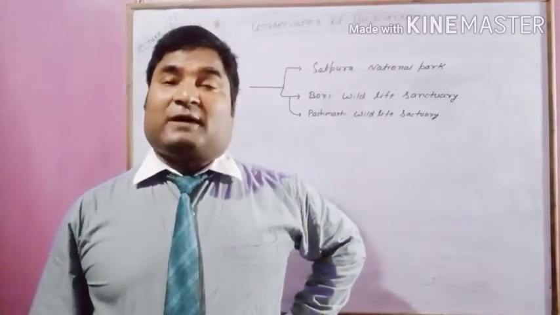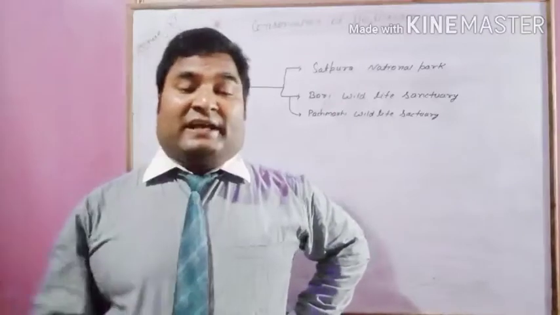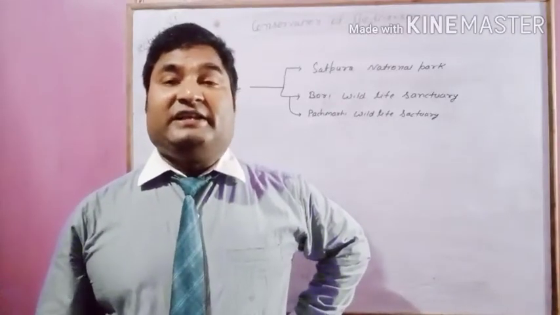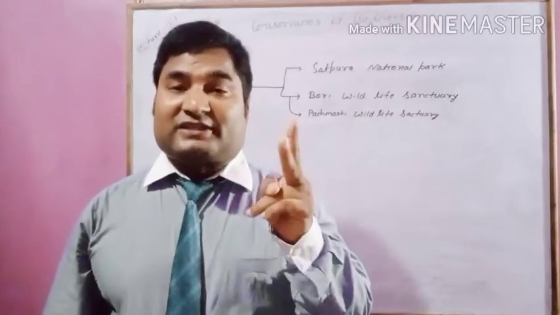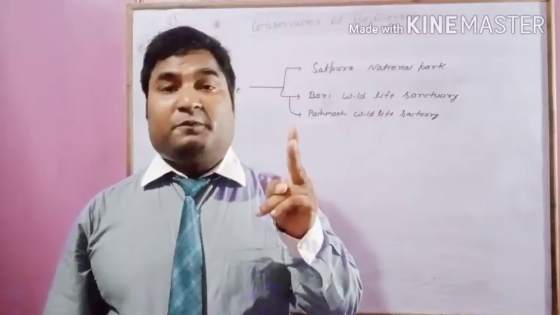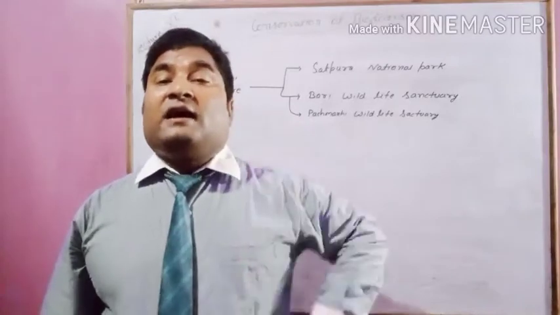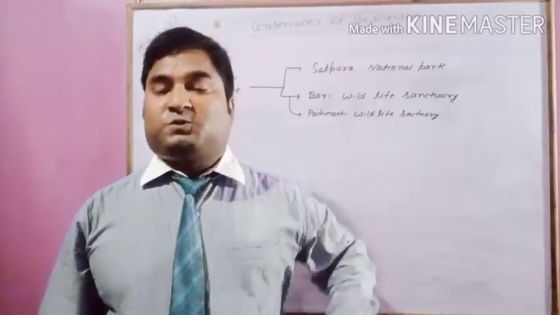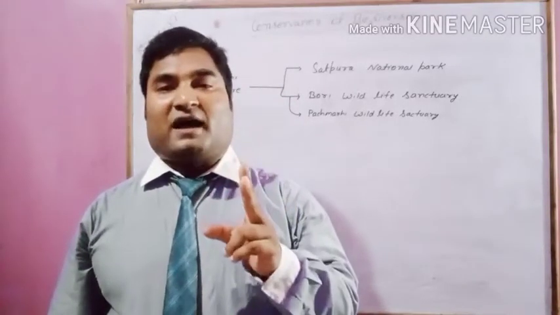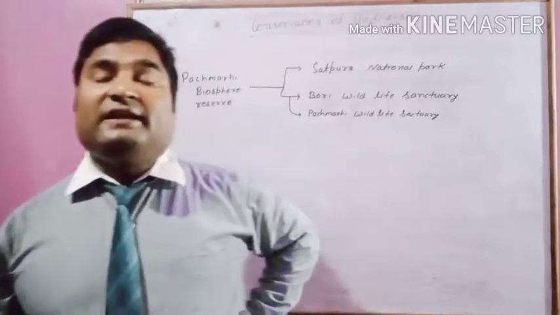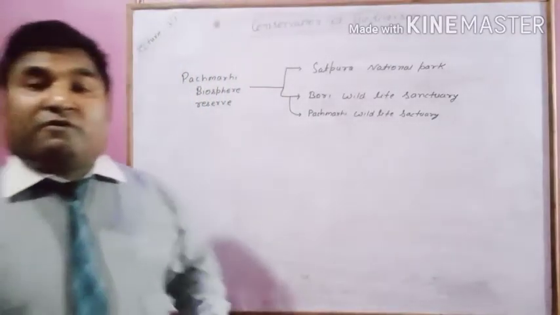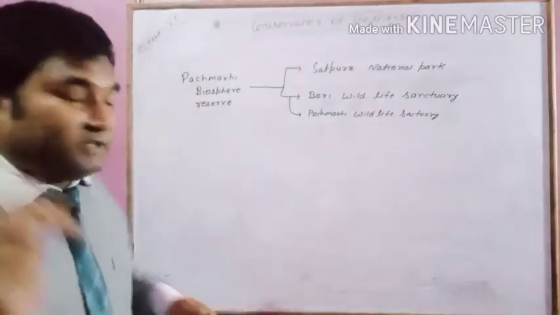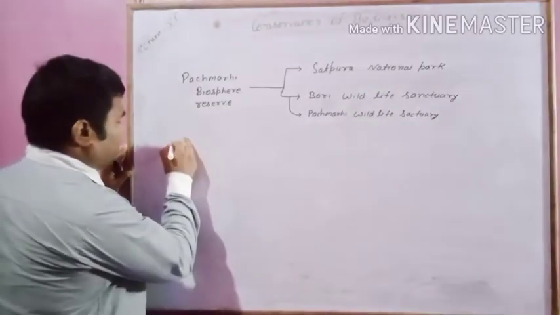Okay, one more example is Nilgiri biosphere. This Nilgiri biosphere has two national parks. One is Bandipur National Park and the other is Nagarhole National Park. So two national parks are there in the Nilgiri biosphere. Okay, next is the term flora and fauna.